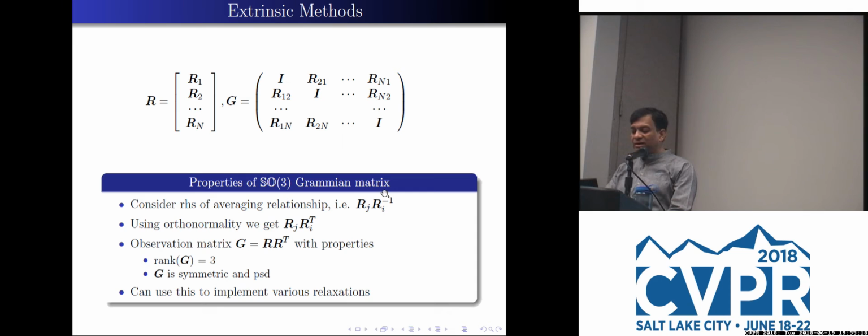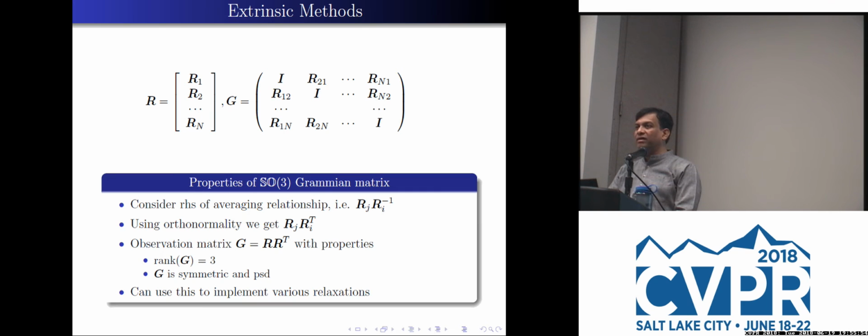So the reason you can do this is because the inverse of Ri is Ri transpose. And therefore, I can write Rj Ri inverse as Rj Ri transpose. And effectively, if I stack all the rotations into a single matrix, vector form of this kind, then I can write the observation matrix G that I have, for the full graph, as the outer product of these forms.